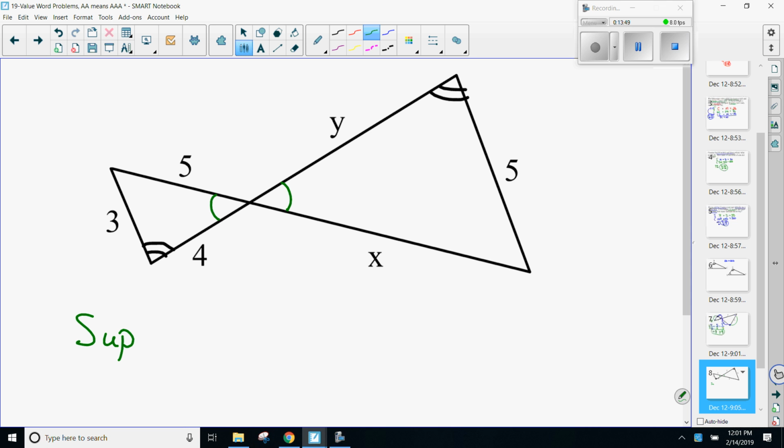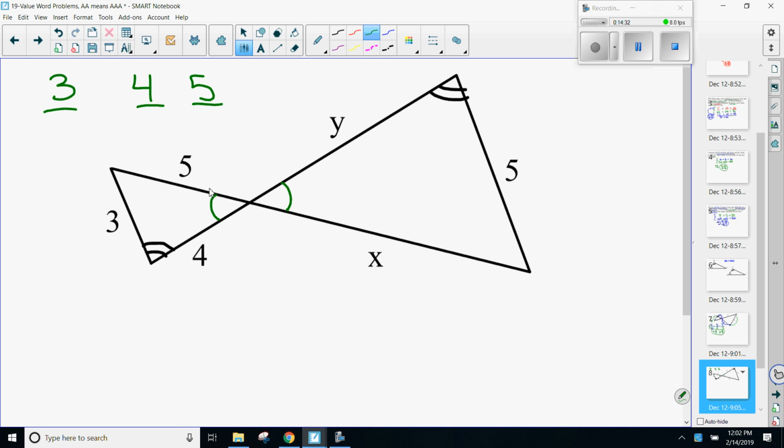Remember when you write supplement, it's 180 degrees. Complement is what? 90 degrees. You complement the smaller figure. Did you get your proportion? Yes. You have a 3, 4, 5 triangle? It means it's a right angle or a right triangle, right? 3, 4, 5 triangle, right triangle. So I think you're going to get fractions involved probably.